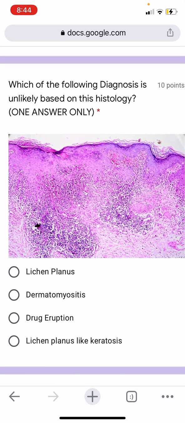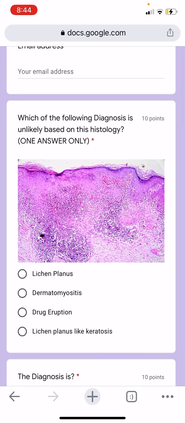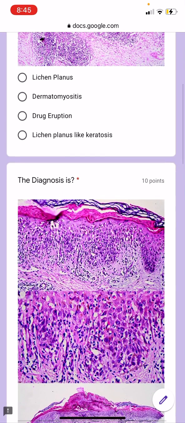Now lichen planus-like histology can be seen in lichen planus-like keratosis, and also in drug eruptions. The only odd man out here is dermatomyositis, which is a vacuolar interface dermatosis, and you don't see a band-like infiltrate in dermatomyositis, and also you don't see the acanthosis, hypergranulosis, etc. So dermatomyositis is the answer. The second one is in fact much easier.